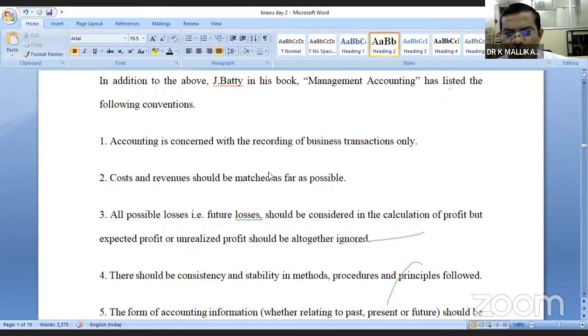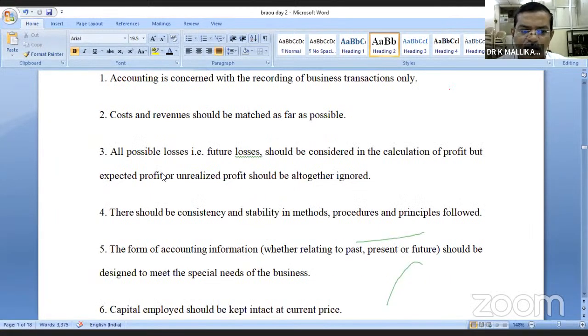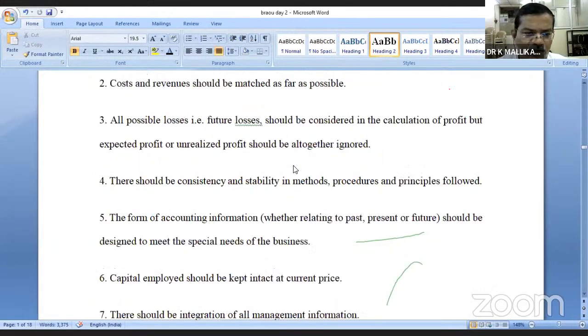Cost and revenue should be matched as far as possible. So cost can be matched with revenue. Means you can't compare banana to apple. Both are still fruits, so we can't compare. There are two differences, right? All possible losses, future losses should be considered in the calculation of profit, but expected profit or unrealized profit should not be. So we'll consider all future losses also.